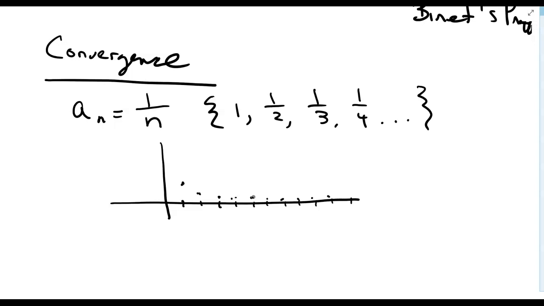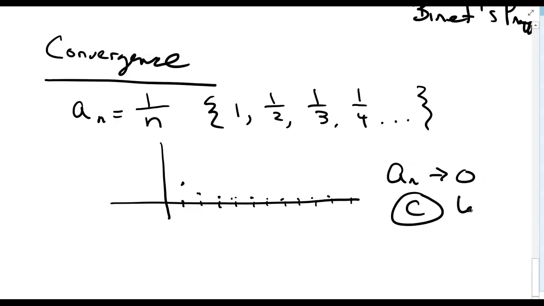That's it. But where are those dots headed? So here's the big question. Are they converging? And if they are, what are they converging to? So in this case, I think everybody clearly can see that a sub n goes to 0. So we say it converges, and it converges to 0. Because if you say your sequence converges, you've got to say what value it's converging to.